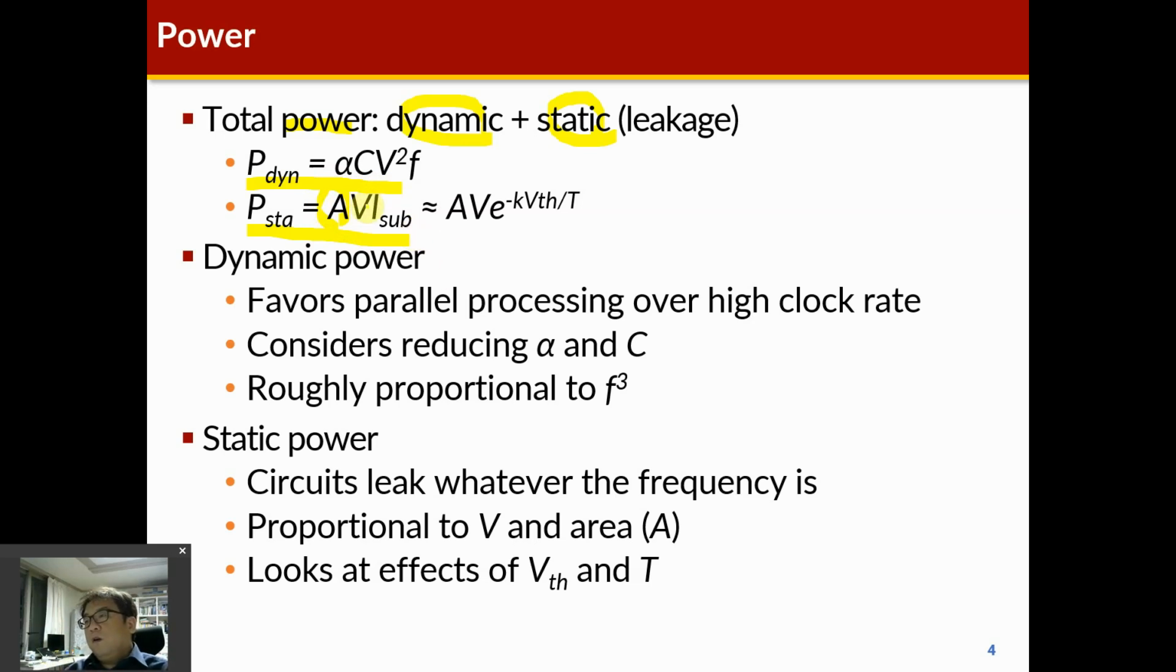I believe you already know the power is the multiplication between V and I, and then it is multiplied by some area factor A. So it's the basic equation, and then this equation can be represented as this equation: A V e to the exponential minus K_B, the threshold voltage V_TH divided by current temperature.